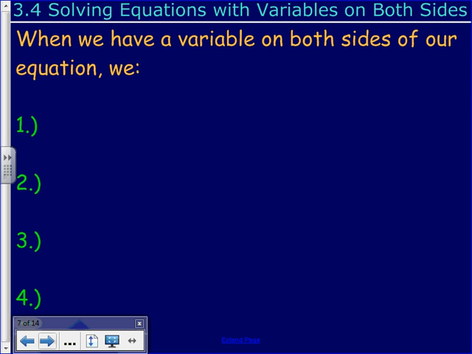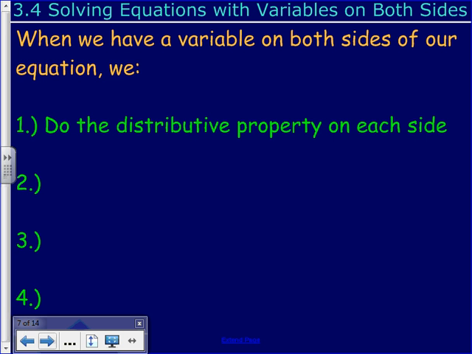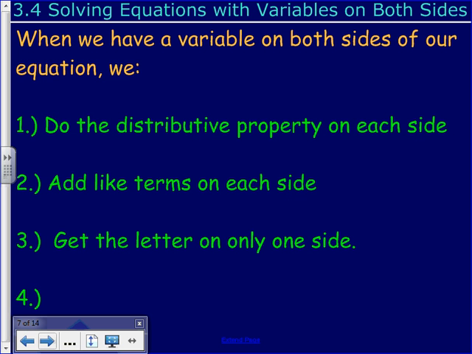When you have a variable on both sides, here are your steps. Do the distributive property on each side. Ooh, this sounds pretty familiar. Add like terms on each side. Get rid of the letter on only one side. It should be review. And solve like before.